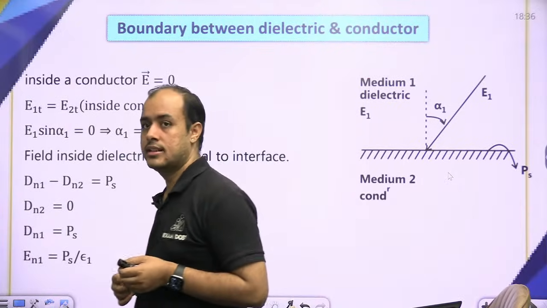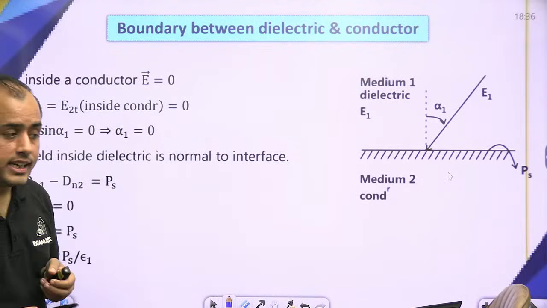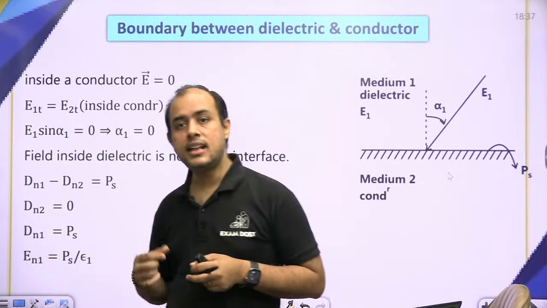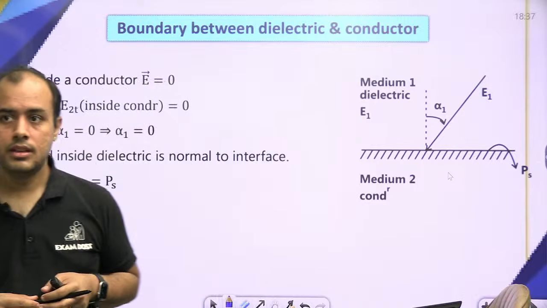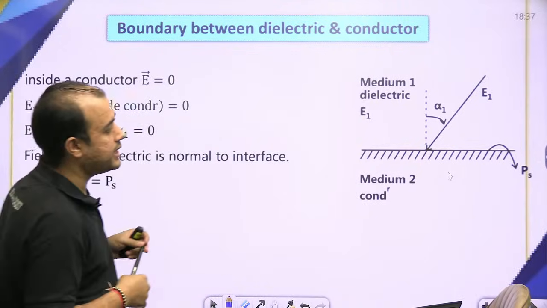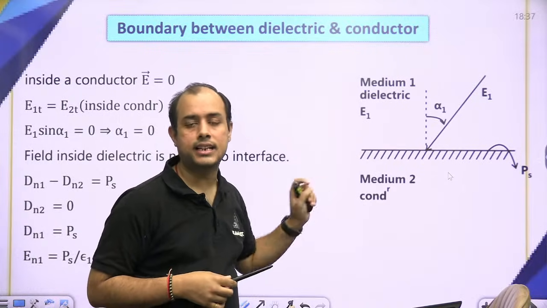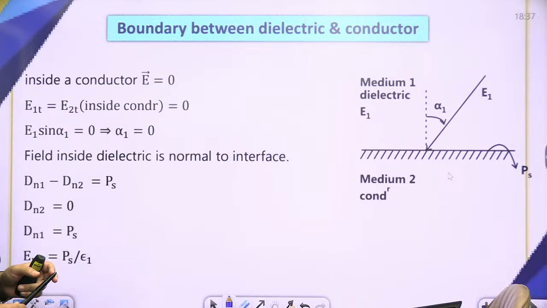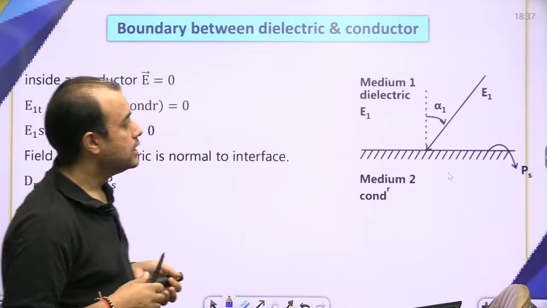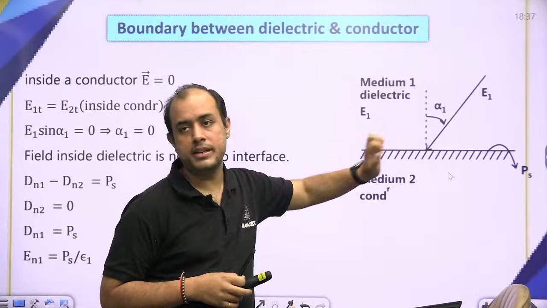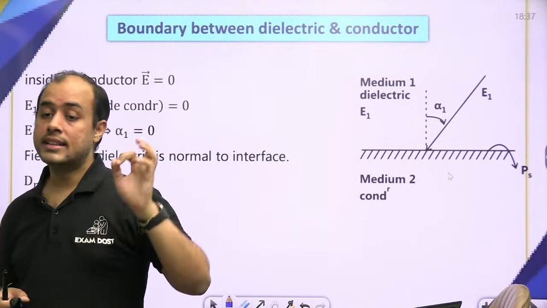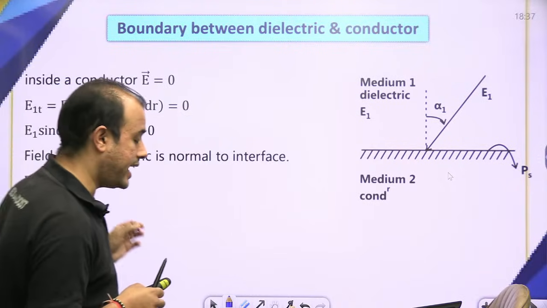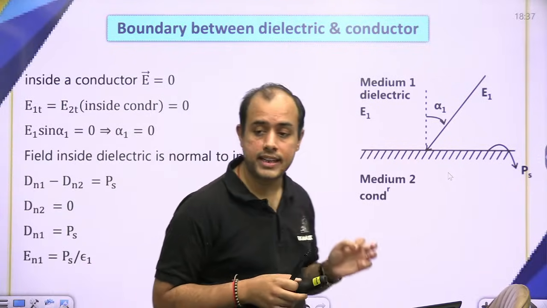तो ये refraction आ गया, basically when the electric field passes from one medium to another, the angle with the normal changes. Now if you take a boundary between a dielectric and a conductor, inside a conductor the electric field is 0. So the tangential component in the dielectric as well as the conductor will be 0. So sin alpha 1 will be 0, or alpha 1 will be 0. That is, the field will be normal to the interface. Electric field आपकी perpendicular ही आएगी.